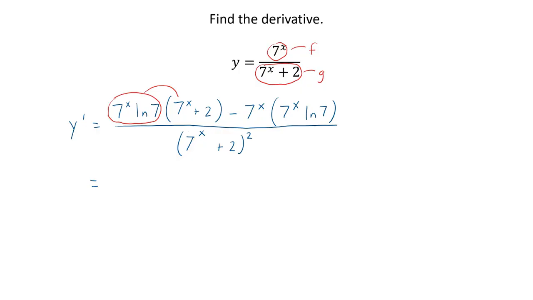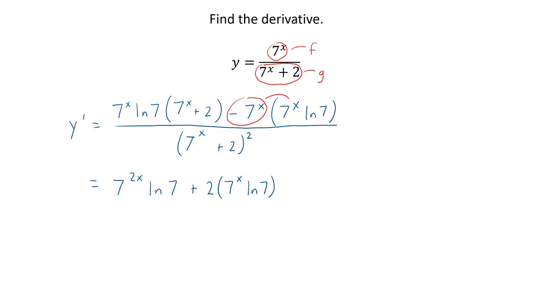Let's simplify the numerator by distributing 7 raised to the x ln 7 to 7 raised to the x. 7 to the x times 7 to the x gives us 7 to the x plus x, which is 7 raised to the 2x power. And that's still times ln 7. Now let's distribute to the 2. That gives us 2 times 7 raised to the x times ln 7.